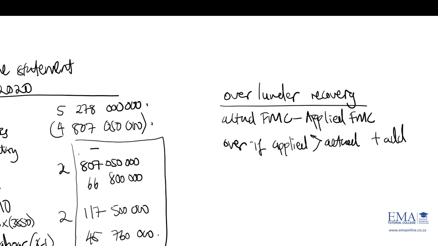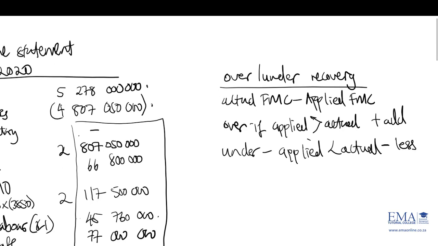It's a positive. Then we've got an under, right? Under recovery or under application. You get it if the applied is less than the what? The actual. And then this amount needs to be subtracted. So if you get an under recovery, you must less. If you get an over recovery, you must add it back. So let's look in our case and check and compare.